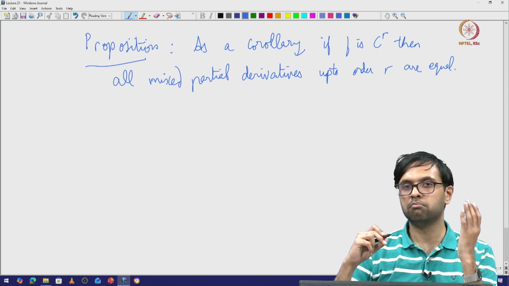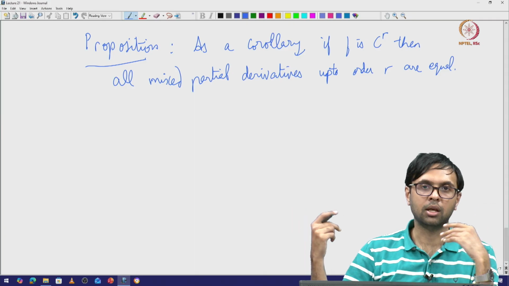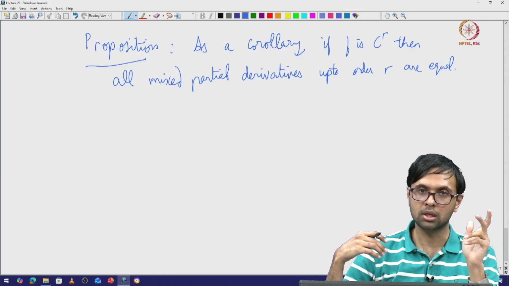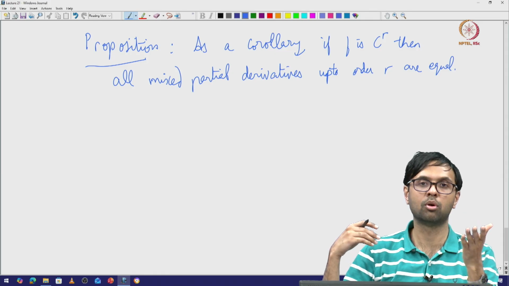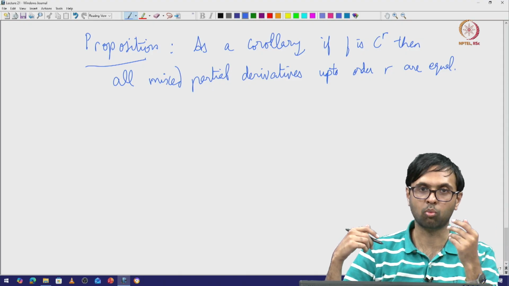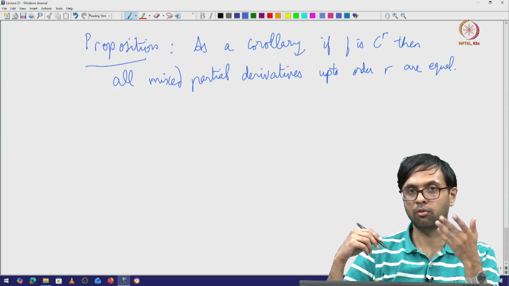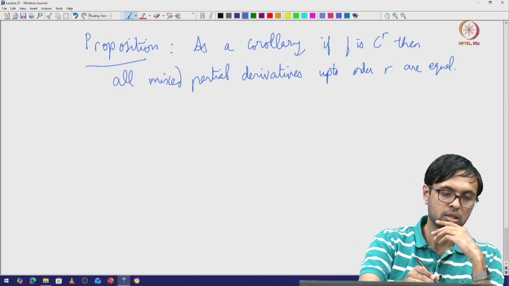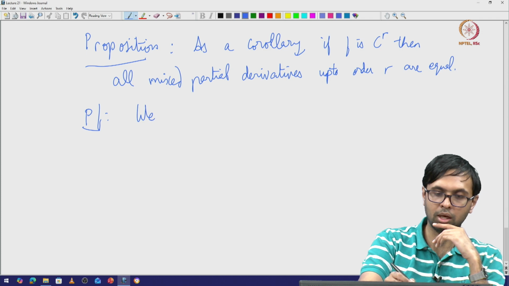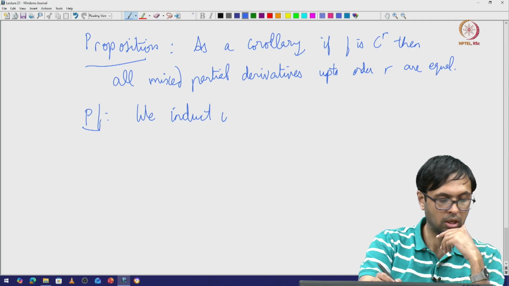If you take, let's say, a C5 function, and if I take, let's say, 4 partial derivatives, if I interchange their orders, I'll still get the same number. And this 4 is arbitrary. It could have been 5, it could have been 3, 2, or 1. Okay? I mean, there's nothing in 1, but 2 we've already proven. That's Clairaut's theorem. So 3, 4, and 5. Okay? So how does one prove it? We perform mathematical induction, of course. We induct on r.